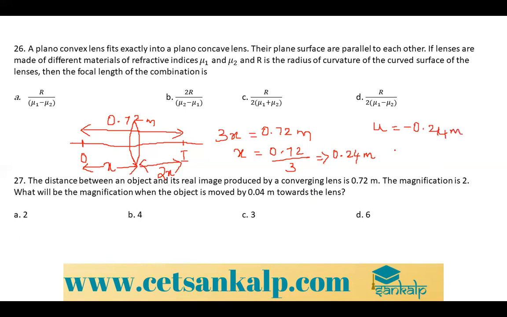Right? v is equal to 2 into 0.24, that is nothing but 0.48 meter, but I am going to take it in centimeter, so then it will be easy for me. So I can write it as u is minus 24 centimeter, v is 48 centimeter. Okay, now we are going to use the formula 1 by f is equal to 1 by v minus 1 by u.